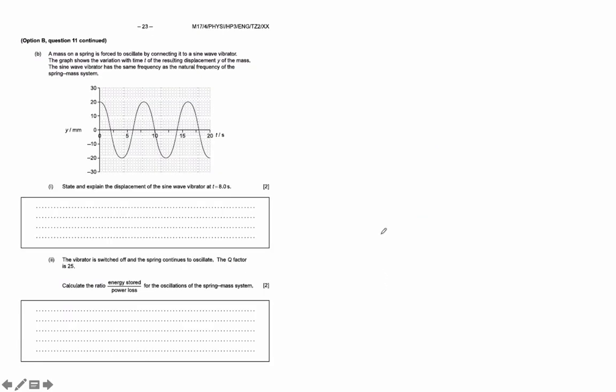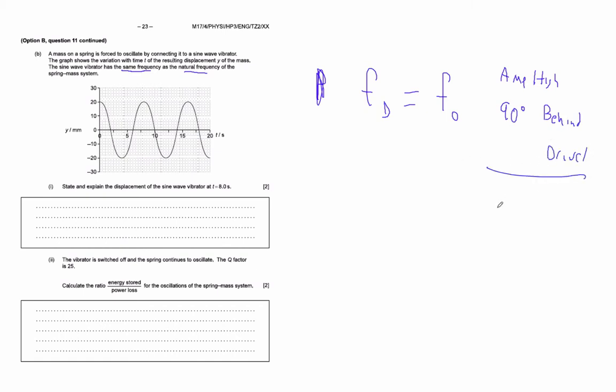All right. So now we've got this mass, and we've got a sine wave vibrator attached to it, okay? And this is the mass oscillating up and down, right? Now remember, the driving frequency is the same as the natural frequency, so the driving frequency is equal to the resonant frequency, okay? Remember that has certain implications, right? So the amplitude is high, and the mass is 90 degrees behind the driver, which is another way of saying that the driver is 90 degrees ahead.